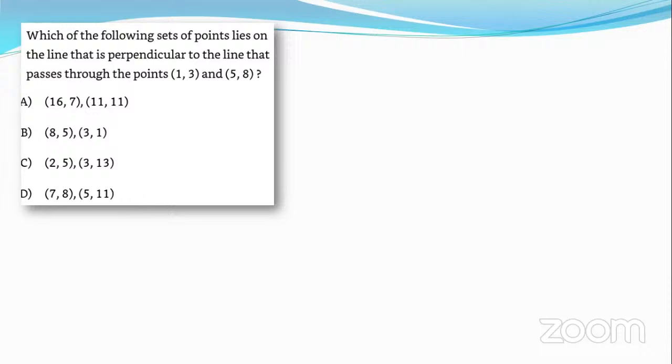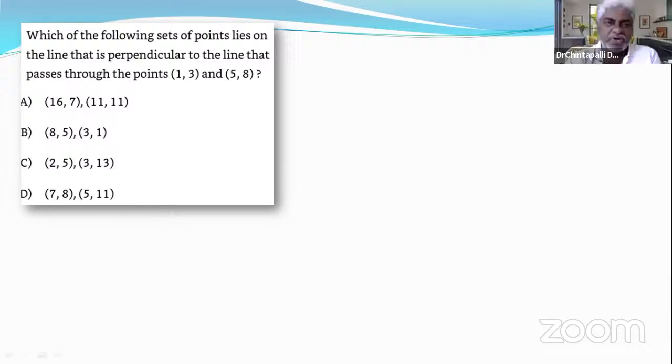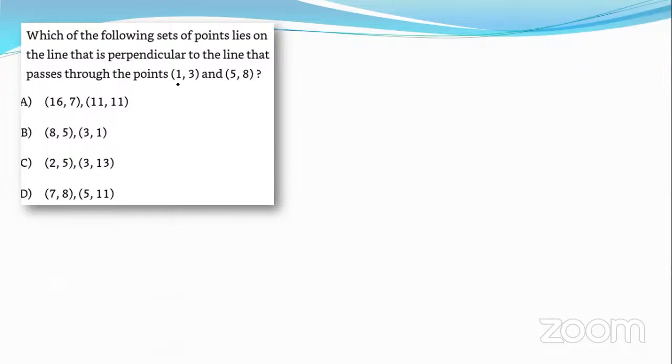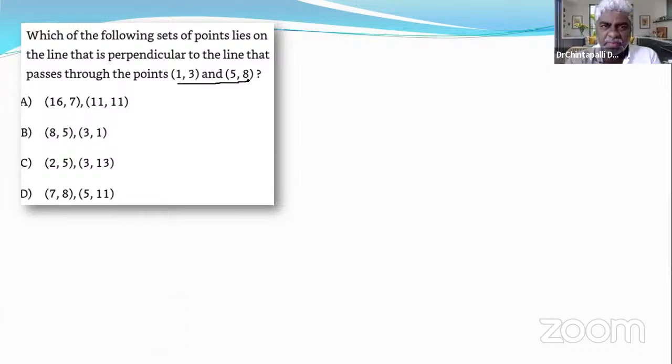So we find this slope and we find the reciprocal slope of the other ones. Very good, you are right. That's the correct procedure. First of all, find the slope of the given line, the line passing through these 2 points.